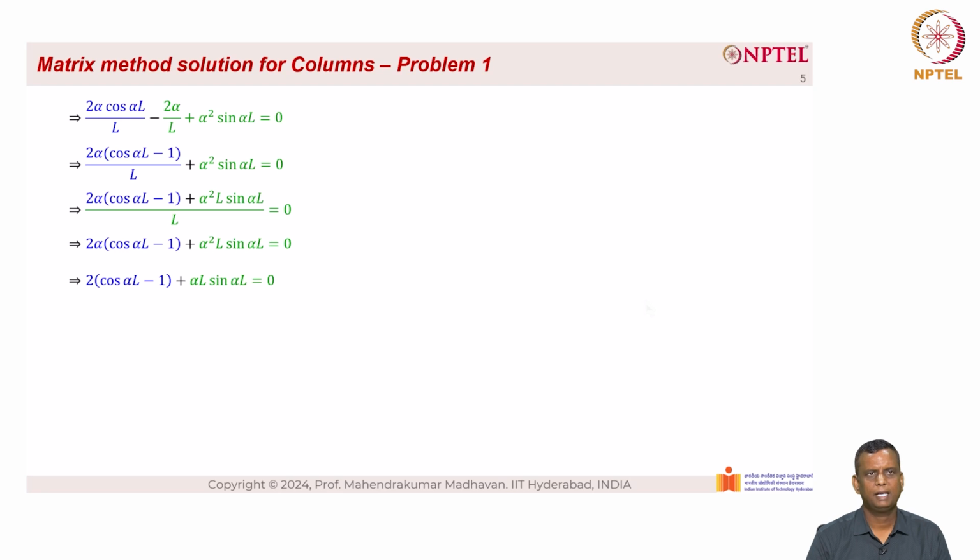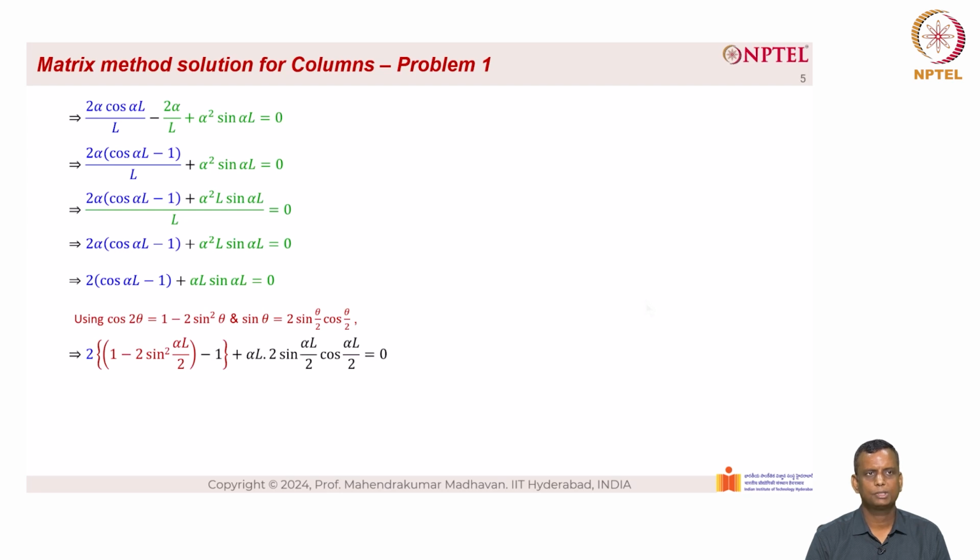We are basically taking the alpha common and we are reducing the equation further. We also know that cos 2 theta equal to cos square theta minus sin square theta or 1 minus 2 sin square theta or 2 cos square theta minus 1. Here we are using cos 2 theta equal to 1 minus 2 sin square theta. And we also know that sin 2 theta equal to 2 sin theta cos theta. So it can be written as sin theta equal to 2 sin theta by 2 into cos theta by 2.